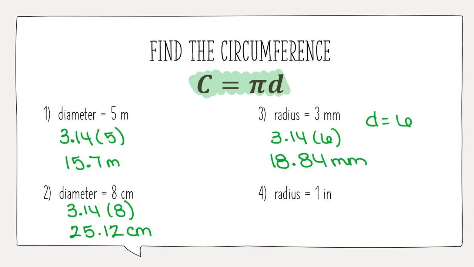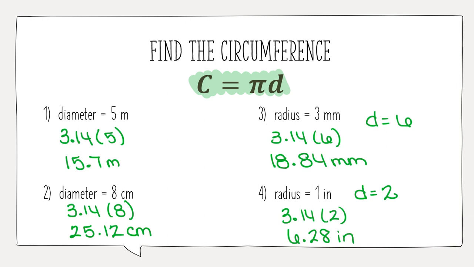Okay, and number 4. 1 times 2, and then that's 2. So the diameter is 2. And then 3.14 times 2, and your circumference is 6.28 inches. Very good.